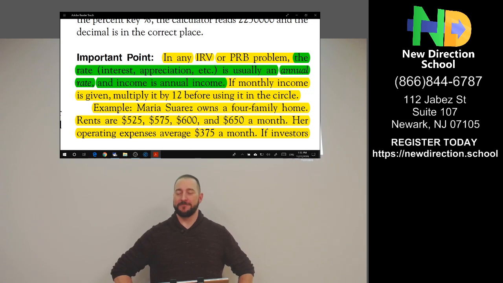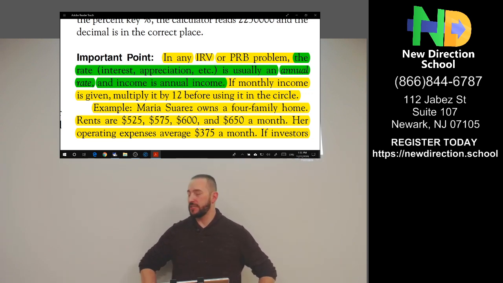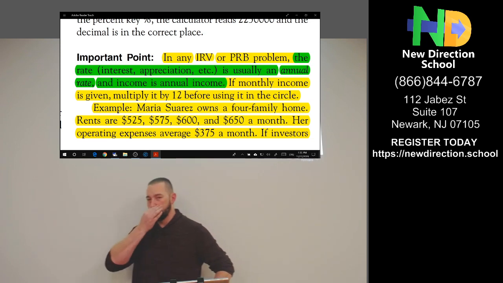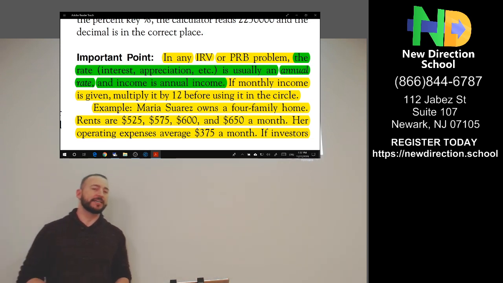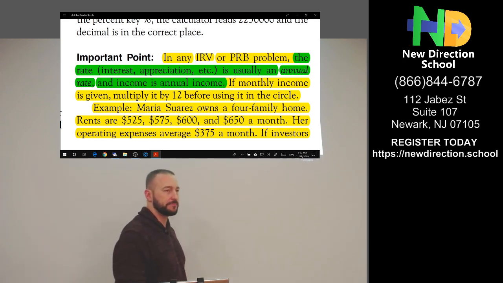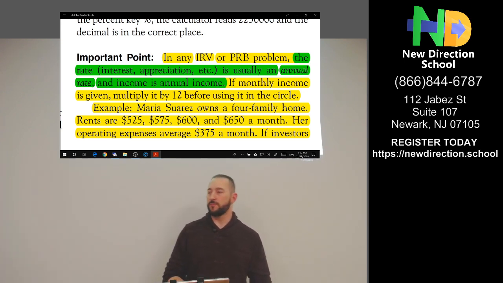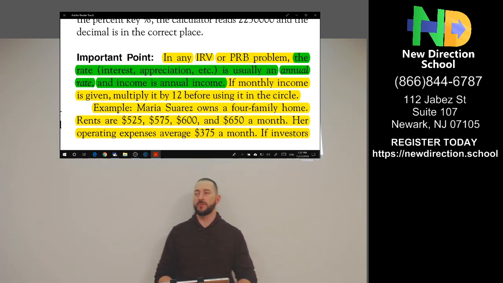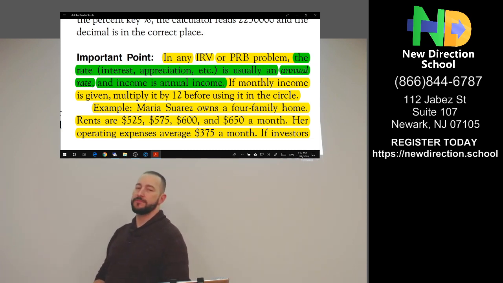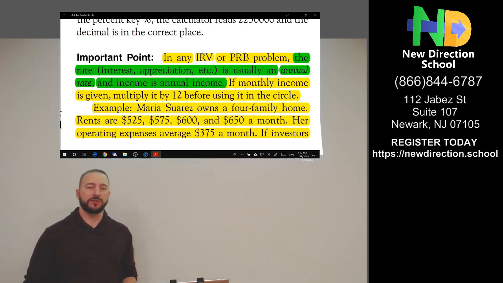Important point at the bottom. It says, if in any IRV or PRV problem, the rate, which is interest, appreciation, etc., is usually an annual rate, and income is annual income. So what goes on top is always annual. So if the monthly income is given, we multiply it by 12 before using it in the circle.